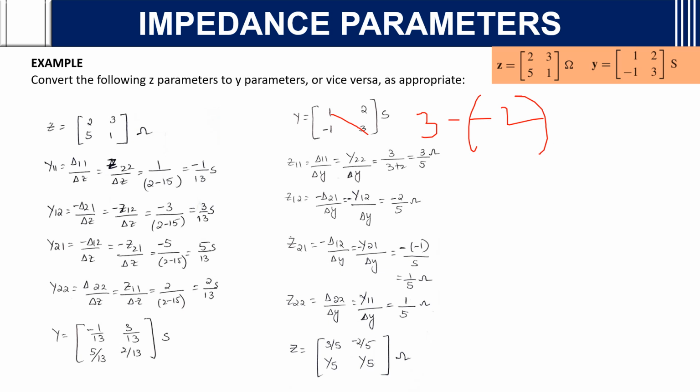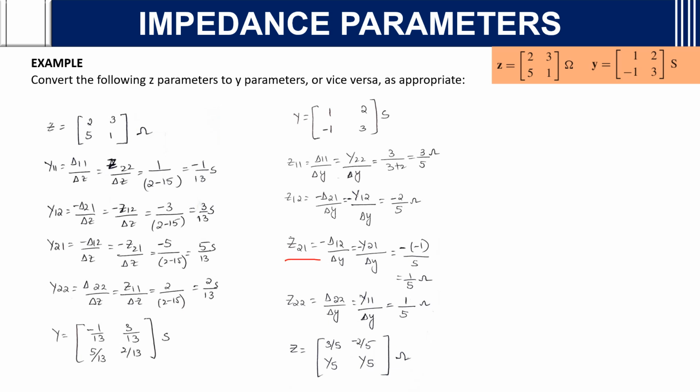Minus 1 into 2 is minus 2. So 3 plus 2 you will get as 5. So 3 by 3 plus 2 you will get 3 by 2 ohms. Then Z12 is minus delta 21 by delta y, that is equals to minus 1 by 2, minus y12 by delta y, that is equals to minus 2 by 5 ohms.